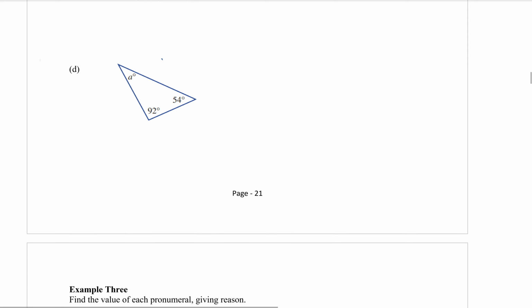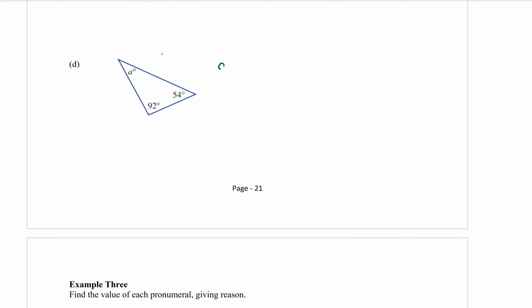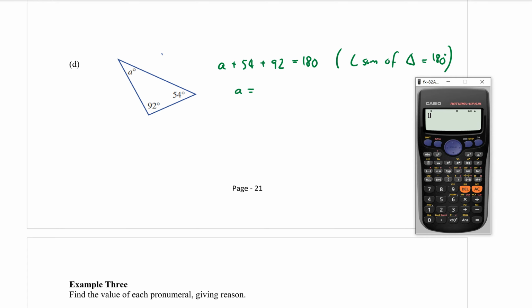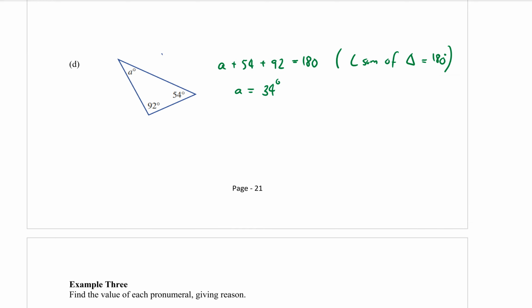Part D, A plus the other two angles, 54 plus 92 is equal to 180. Angle sum of a triangle equals 180 degrees. You must write the reason every single time. A equals 180. Take away those two angles, so take away 54, take away 92, and that equals 34 degrees.